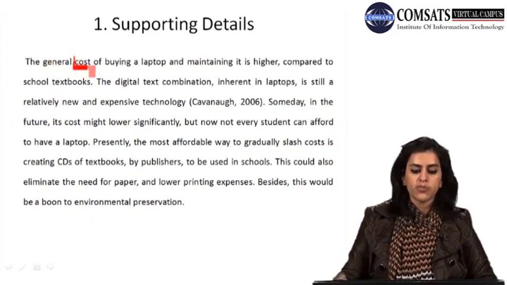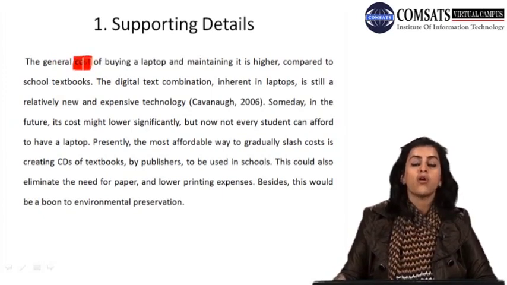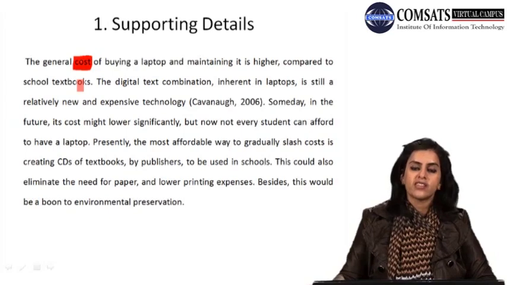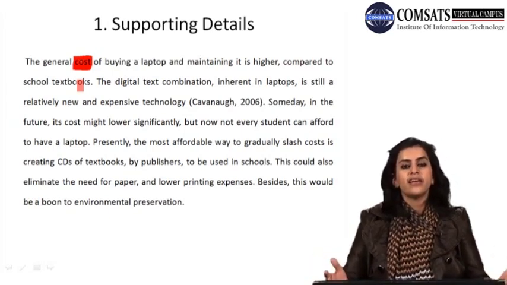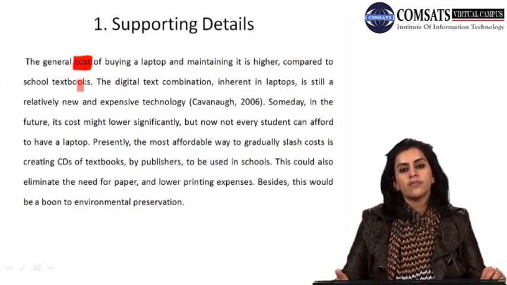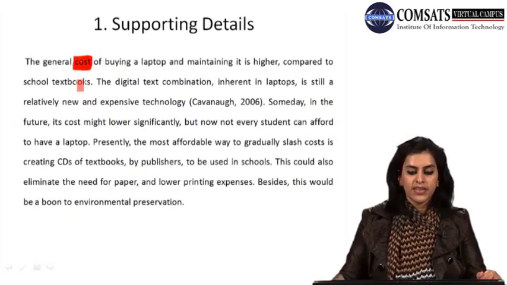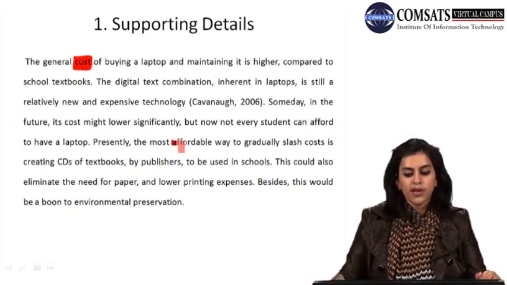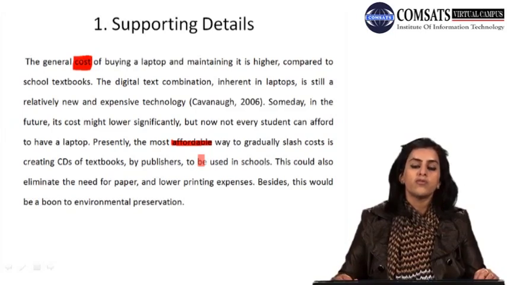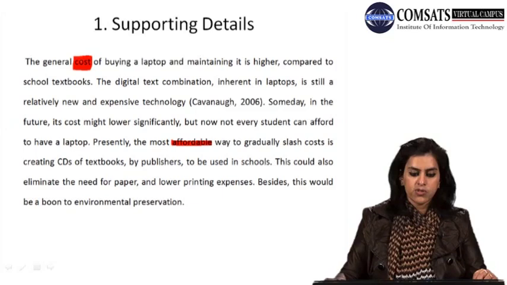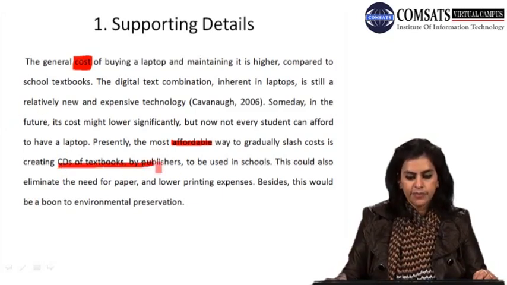So in the first paragraph, in his supporting details, the writer clearly talks about the cost. He is basically analyzing the cost of the laptop versus books. He says clearly how laptops are more expensive than books, and how they cannot be afforded by each and every child studying in the school. So he says that they can become affordable if the affordable way is to create a series of textbooks by publishers to use in the schools, as you can very well read in this line.